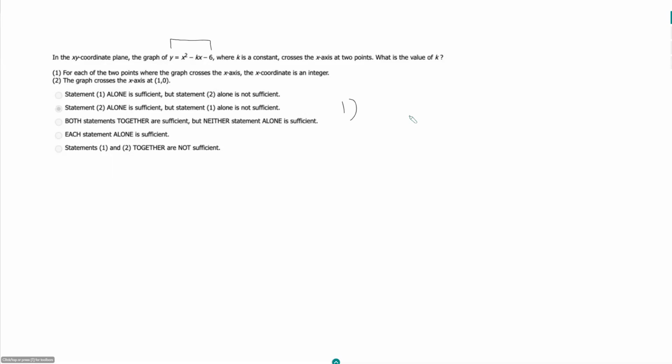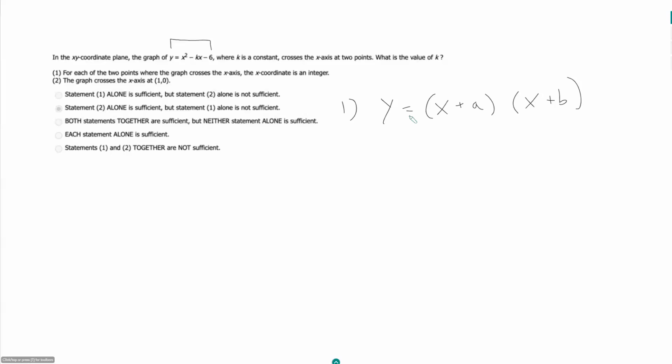So let's think about just generically, how do we factor things? Quadratics can be factored like this, where what are a and b? A and b are numbers that multiply to this value here, so in this case negative 6, and sum to this value here, so in this case negative k. So if they are telling us our x-intercepts have to be integers, these values here have to be integers as well.